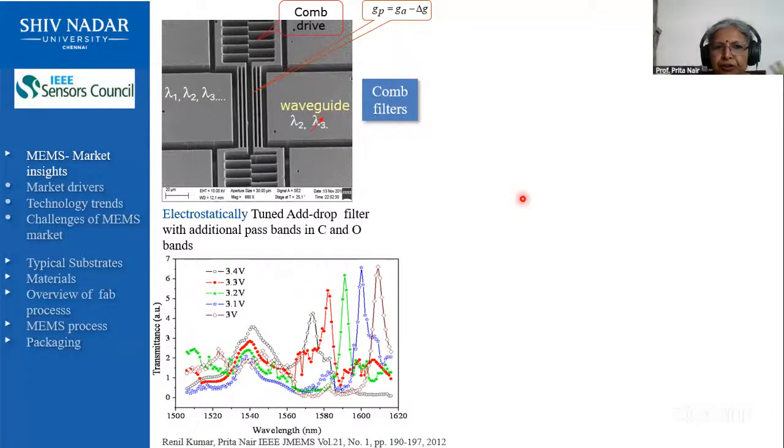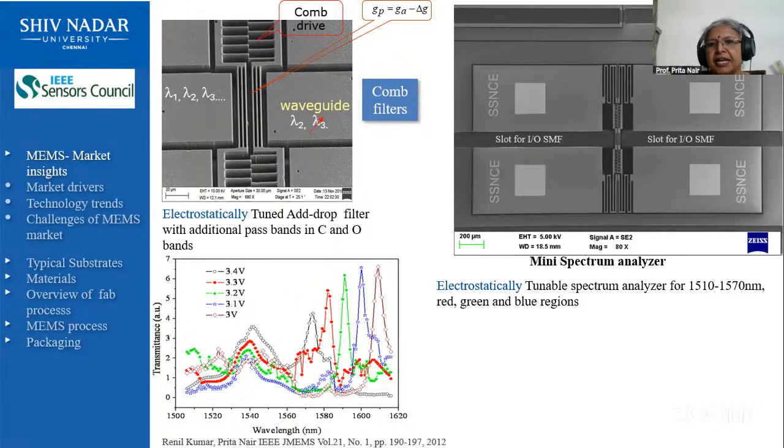Now I can think of different applications for the same device. We did it for the communication aspect, but I can easily use it as a tunable filter or as a spectrum analyzer, because it's dropping out specific wavelengths based on the voltage I'm applying. So I can have the same thing here, but instead of having a waveguide, I put in a slot so that I can introduce a single mode fiber and take a single mode fiber out. So this can work like a spectrum analyzer: as I change the voltage, I'll be changing what I'm receiving in the fiber. So it is doing the job of a mini spectrum analyzer.